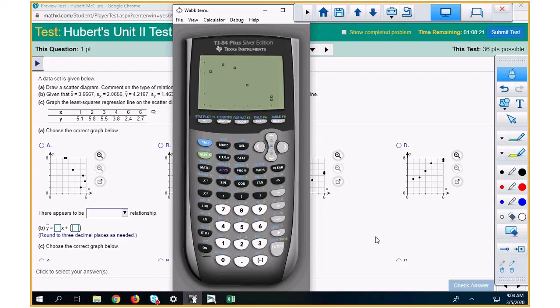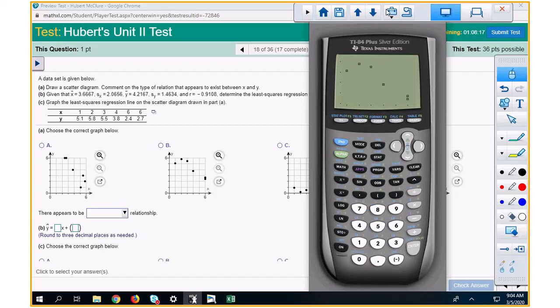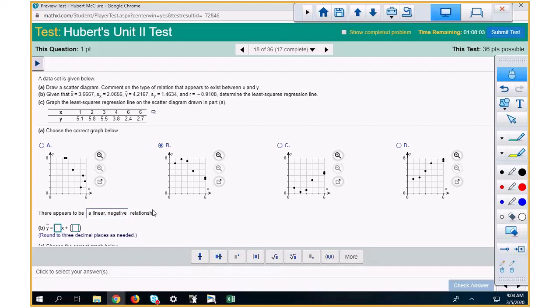And now we've got 3 humps up here and then 2 together. So where do you see 3 humps and 2 together? I like B as in Bravo. There appears to be a linear negative. Okay, what is the equation? Negative 0.645 x plus 6 point what? 583.